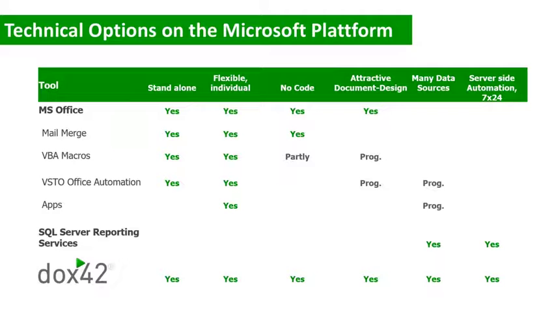Basically, it's two. First of all, stay with Microsoft Office. Second, go to SQL Server Reporting Services. Or, of course, you can use a third-party tool. I would recommend Docs42, surprisingly. But now let's have a more detailed look into the two out-of-the-box options.